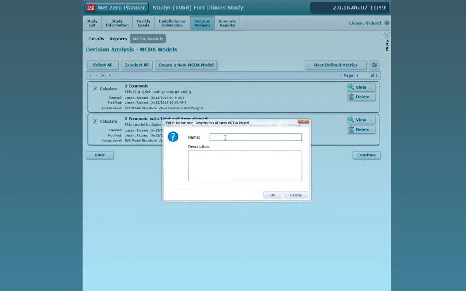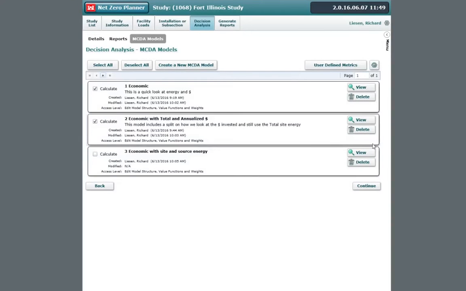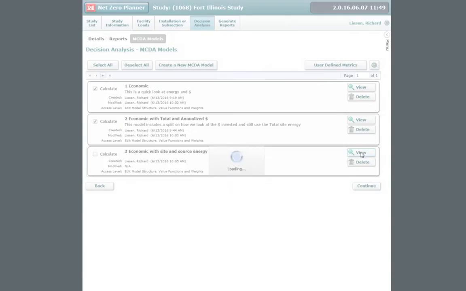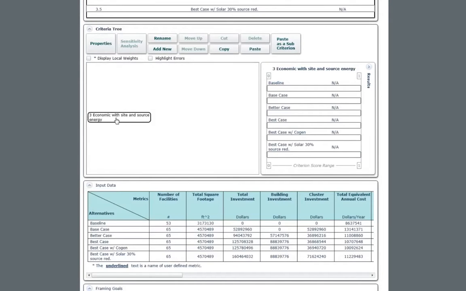Okay, so this is our third one, and this is going to be economic with site and source energy. That's not easy. So we're going to view that model. I want to create that tree first. It starts looking more interesting as we put together this tree, but we're just building it slowly so we can see how the results change and why we're doing these certain things.